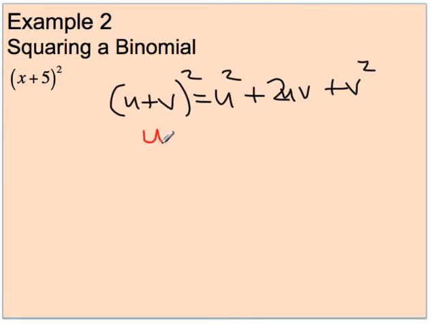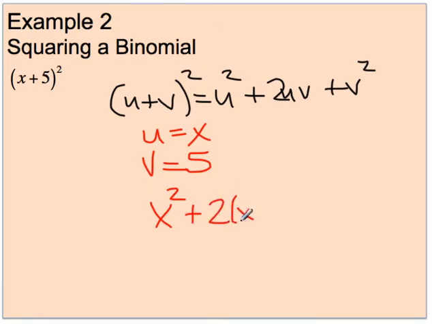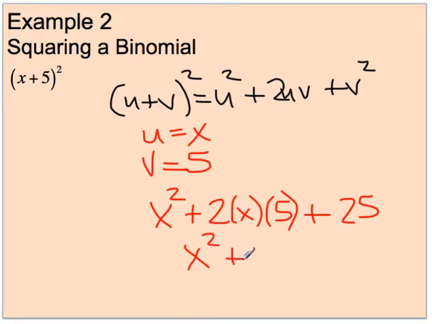So here u equals x and v equals 5. So the formula tells us that this should be u squared, x squared, plus 2 times u, which is x, times v, which is 5, plus v squared, which is 5 times 5, or 25. So the formula tells us that this should be x squared plus 10x plus 25. And if you want, you can FOIL this out and check and confirm that this answer is correct.